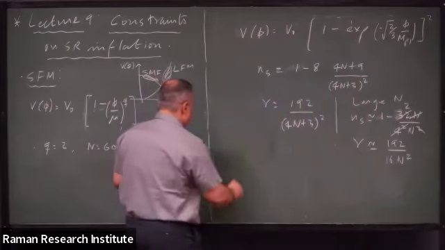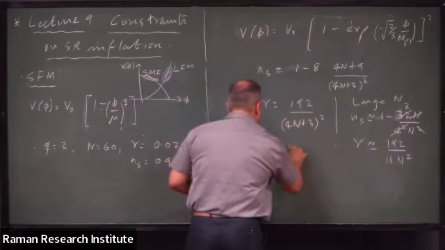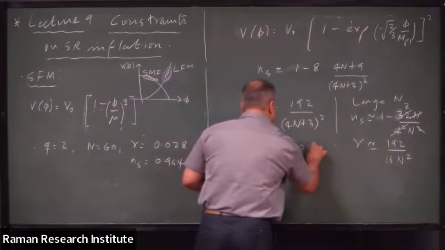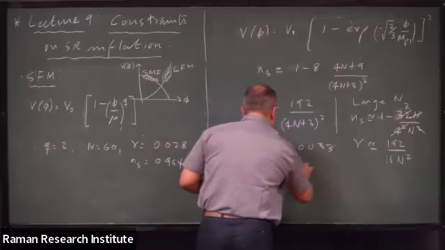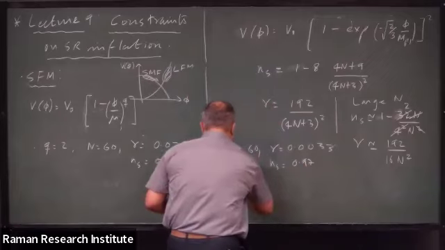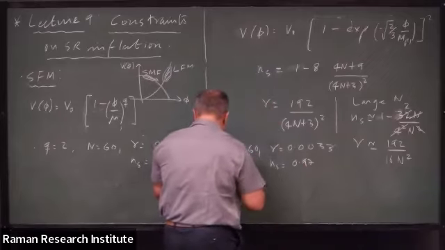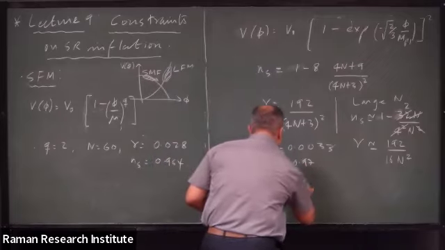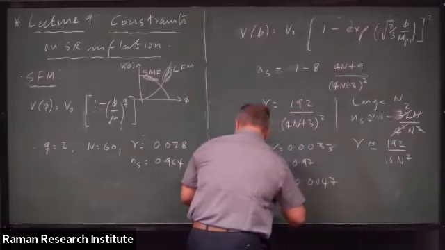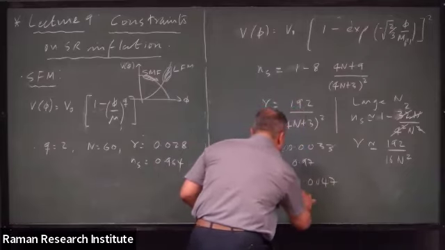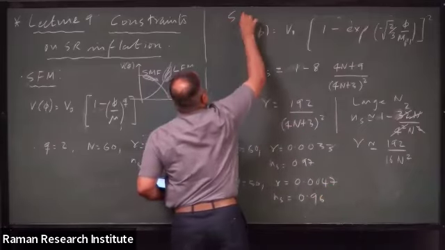So what you find is that for N equal to 60, R is 0.0033 and NS is 0.97, and for N equal to 50, you find that R is 0.0047 and NS is 0.96. This is the Starobinsky model.